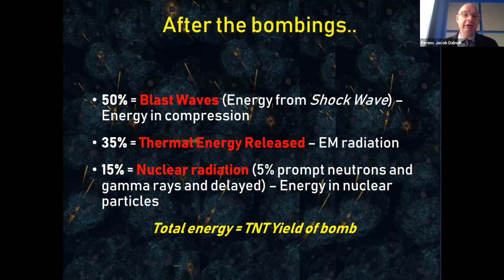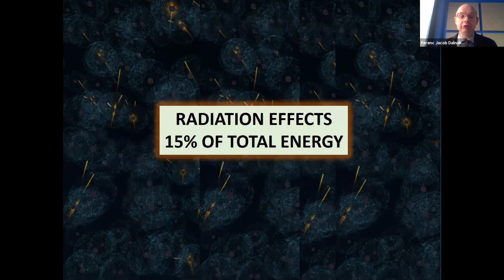So after the bomb, as I explained to you, the partition of energy is this way: 50% of the energy is in terms of blast wave, 35% is thermal energy that's released, causing these fires that we discussed, and 15% is the nuclear radiation, and that's what we're going to focus on next. So the radiation effects are 15% of the total energy released by the bomb.